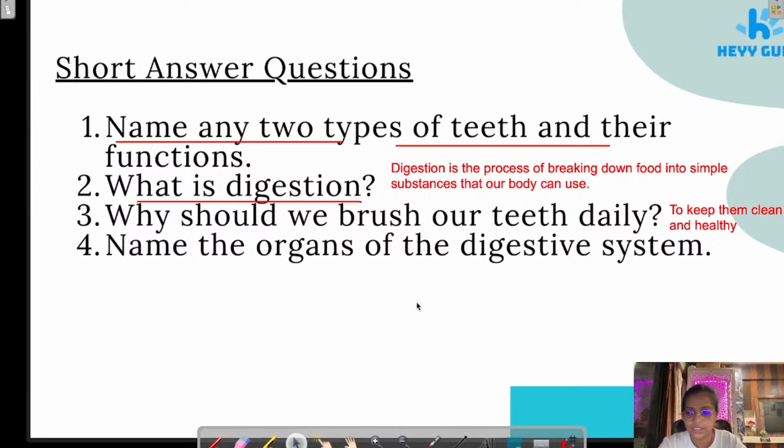Yes, I can see a reply that to clean and take care of our teeth, that's why we brush our teeth daily. Correct, very correct answer. Now, your next question is name the organs of the digestive system. There are total five, not five, there are total six. Okay, six organs. I want the names of all the six organs.